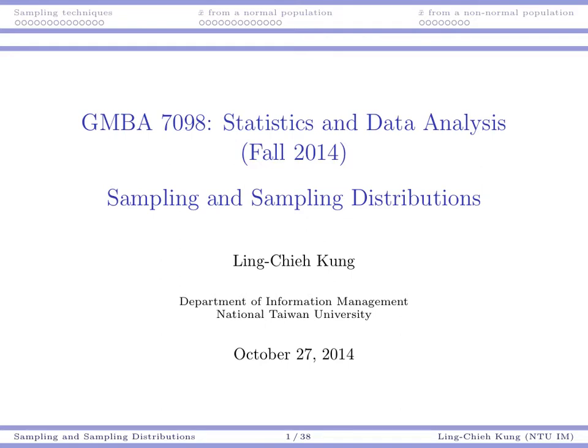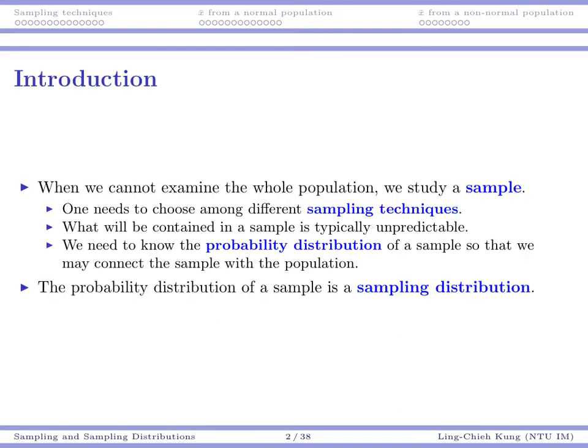Okay, let's start. When we cannot study the whole population, we choose to study a sample, right? So we need different ways to sample from a population. That's called sampling techniques. We need to understand the properties of different sampling techniques so that we know which one to choose.